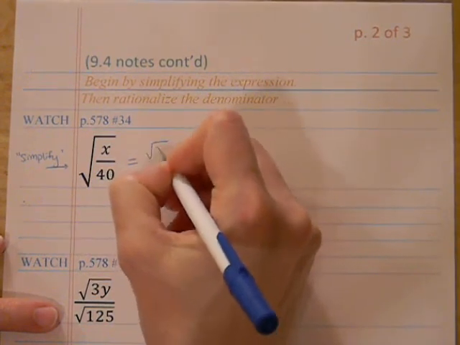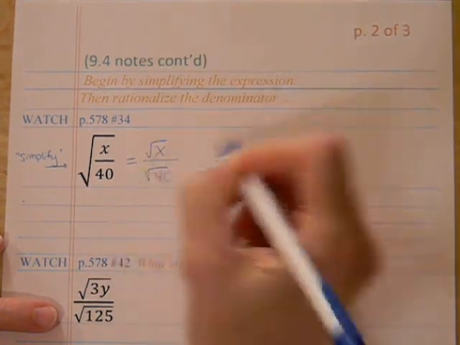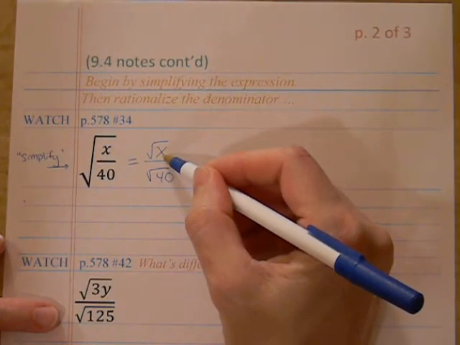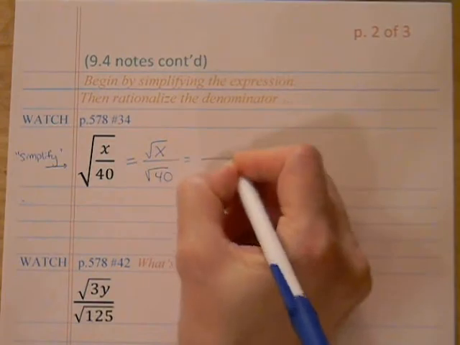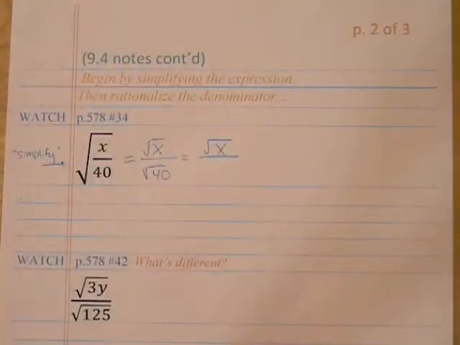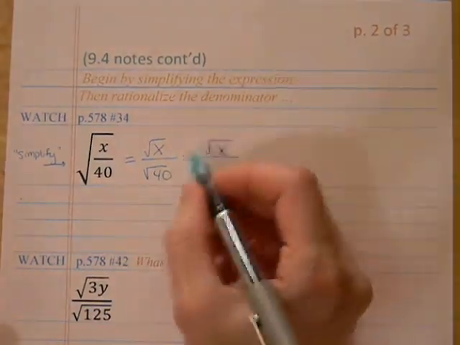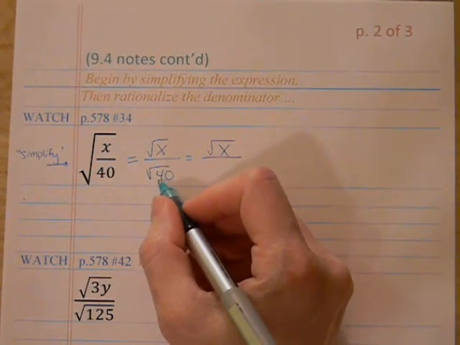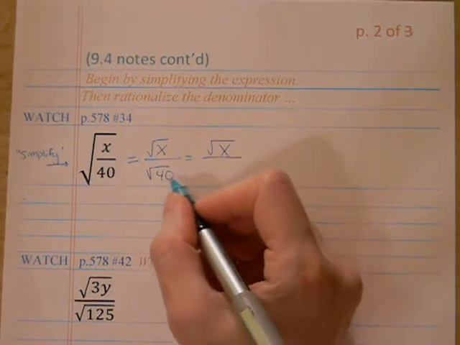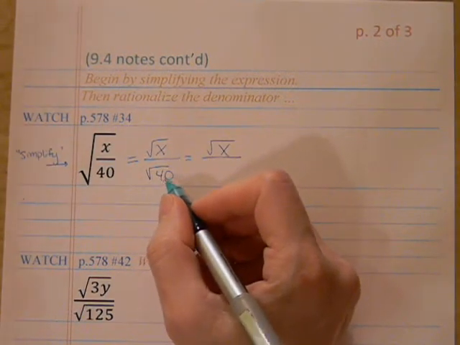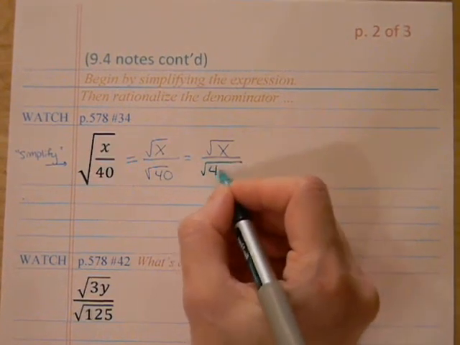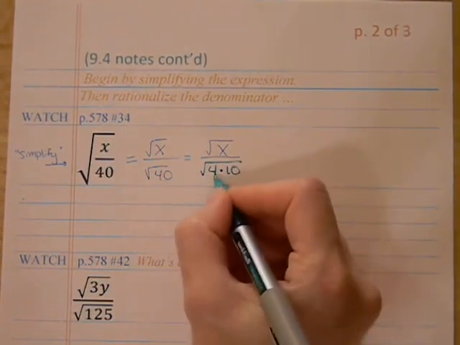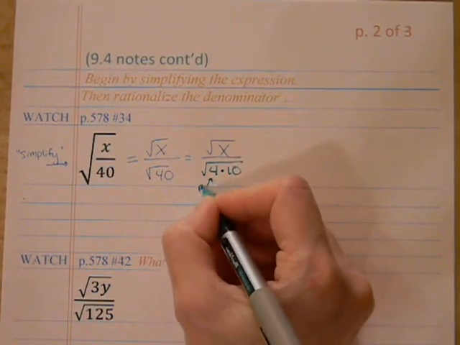We're going to split this, radical x over radical 40. X is not a perfect square. 40 is not a perfect square, but let's see if there's one inside of it. That radical x is just going to stay the same. But let's see what radical 40 can split into. Since it's not a perfect square, we're looking for 2 numbers where when you multiply them you get 40, and one of those multipliers is a perfect square. So a good example would be 4 times 10. That gives you 40. 4 is a perfect square.